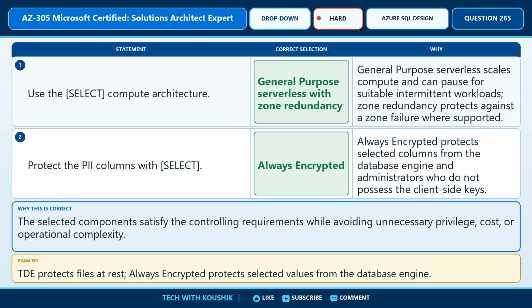Statement 1 should be completed with general-purpose serverless with zone redundancy. General-purpose serverless scales compute and can pause for suitable intermittent workloads. Zone redundancy protects against a zone failure where supported. Statement 2 should be completed with Always Encrypted. Always Encrypted protects selected columns from the database engine and administrators who do not possess the client-side keys. The key takeaway is TDE protects files at rest. Always Encrypted protects selected values from the database engine.